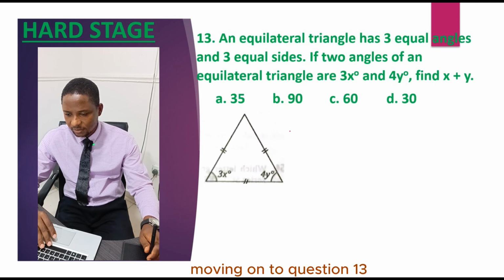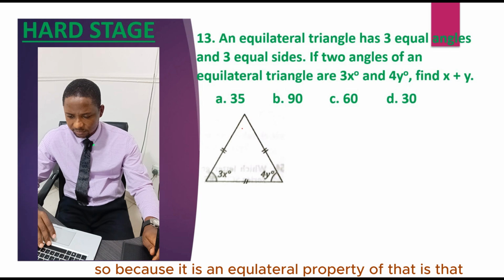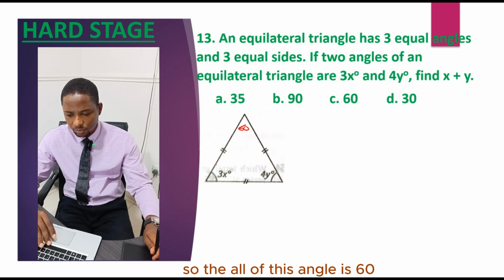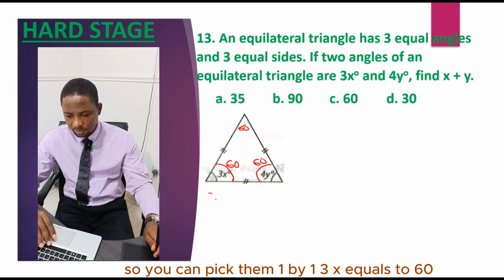Moving on to question 13. An equilateral triangle has 3 equal angles, 3 equal sides. If 2 angles of an equilateral triangle are 3x and 4y, find x plus y. So because it's an equilateral, property of that is that each side is equal and each angle is 60. So the whole of this angle is 60. The whole of this angle is 60 degrees. So you can pick them one by one.